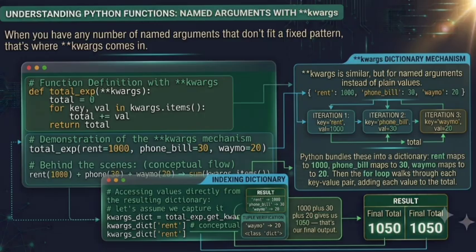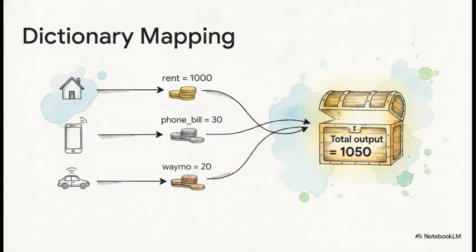Inside the function, we set up a simple for loop. This loop calls kwargs.items to deliberately walk through each key value pair in that dictionary one by one. It grabs the value from each pair and just adds it to our running total. And right there at the very end is our return total line, making sure we get our final sum back. Let's slow down for just a second and walk through exactly how this dictionary conversion happens step by step. When we call the function, we pass in rent equals 1,000, phone_bill equals 30, and Waymo equals 20. Python maps all these out perfectly. The key rent maps to the value 1,000, phone_bill maps to 30, and Waymo maps to 20.